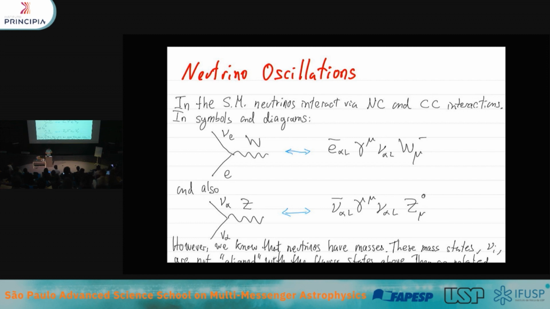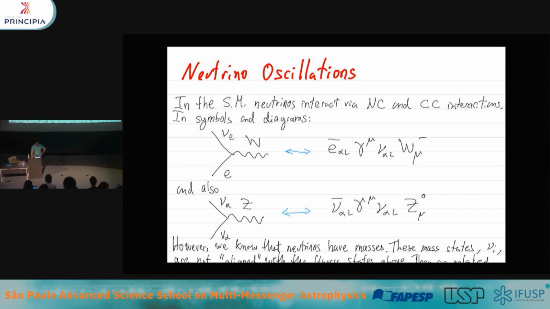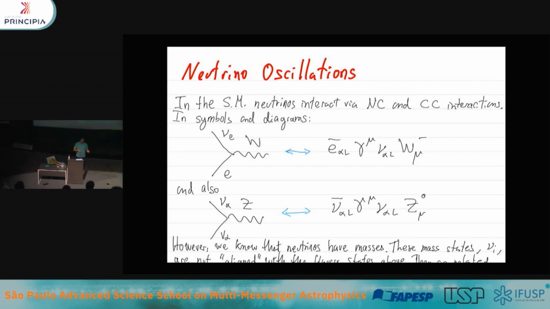So neutrino oscillations are essentially a quantum mechanical phenomenon on macroscopic scales. And they arise from the mismatch between the neutrino weak eigenstates and the neutrino mass eigenstates. And we're going to talk about what that means in a minute.